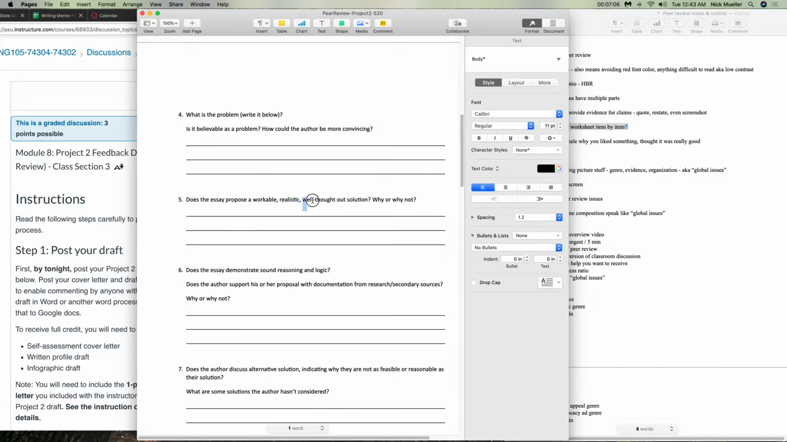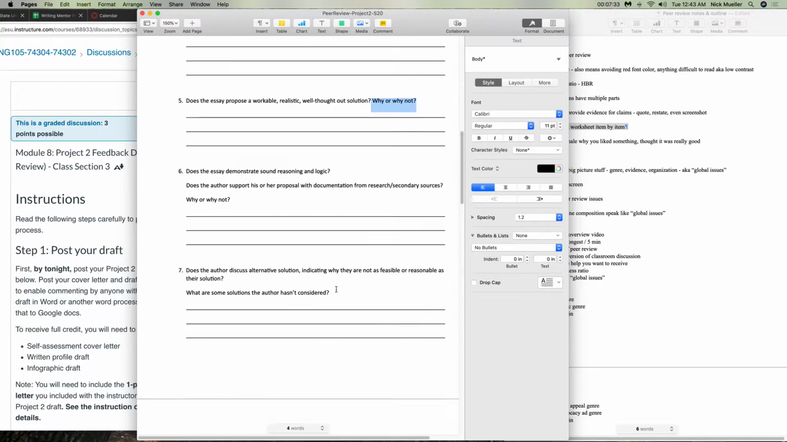Well thought out: if it's a big long-term problem in the community, is a short-term fix going to get it done? Probably not. So sometimes a solution means thinking of both the short-term and the long-term, and again, the believability of the solution comes from the details as well as the big picture view that the solution takes. Why or why not? Again, this is an invitation to quote from your peer's text.